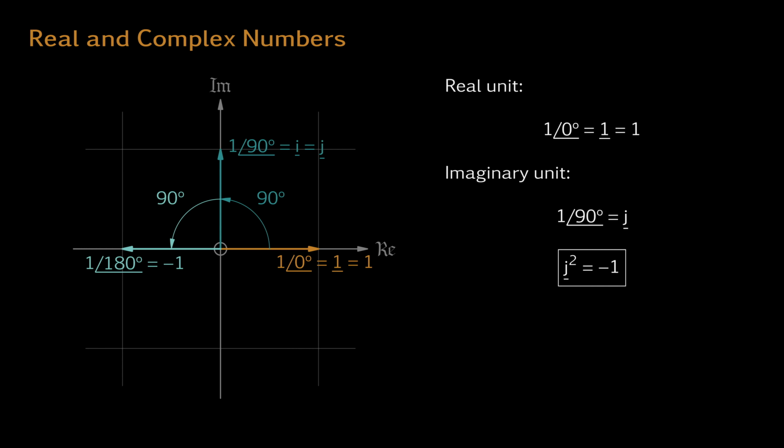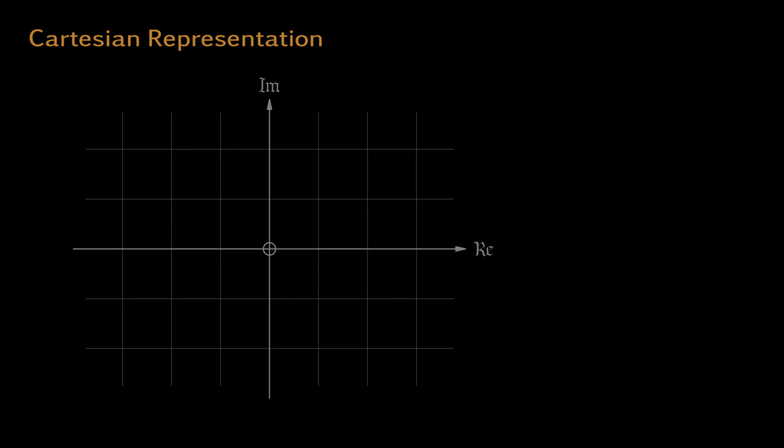So far, we have added and multiplied arrows using constructions. Now it's time to find an algebraic representation of complex numbers. Let's consider an arrow A in the plane. We can decompose it into the sum of two arrows along the real and imaginary axes. The first arrow is a real number AR times the real unit 1. The second is a real number AI times the imaginary unit J.